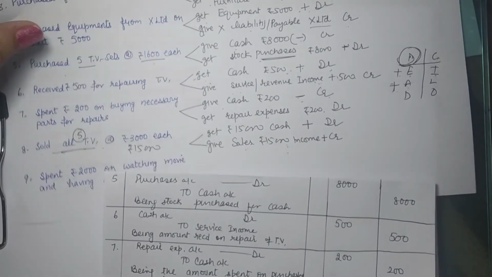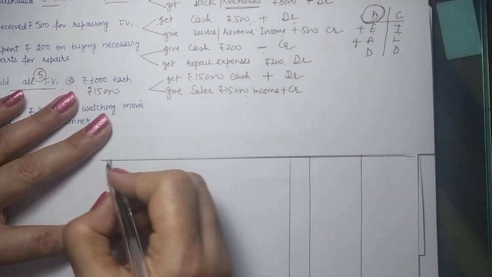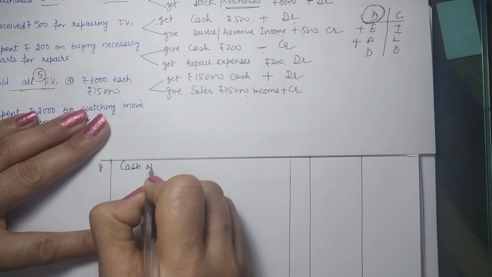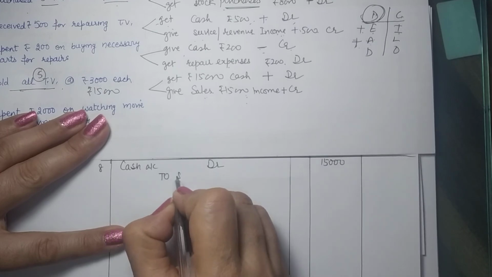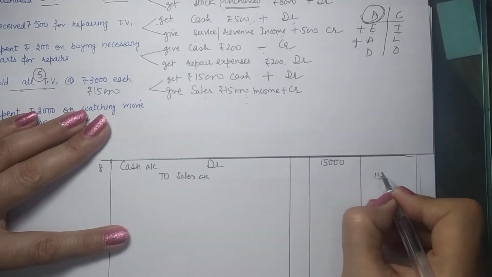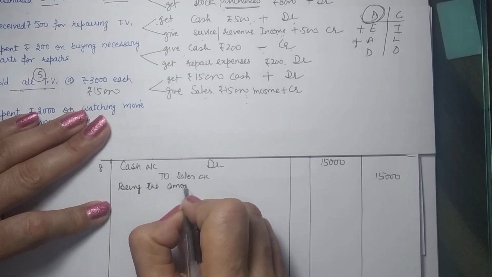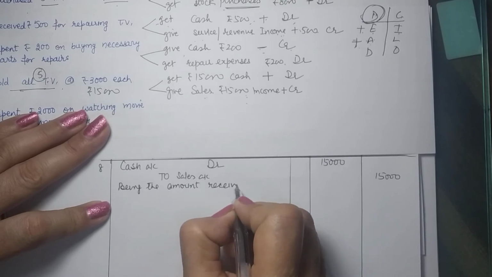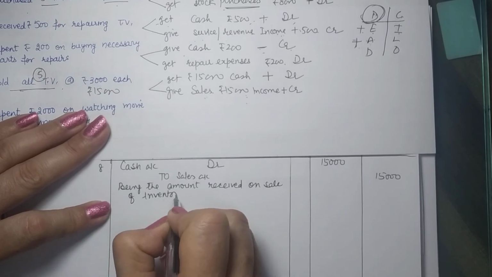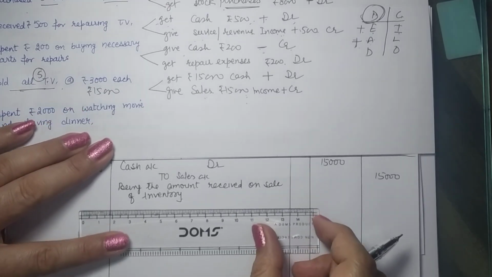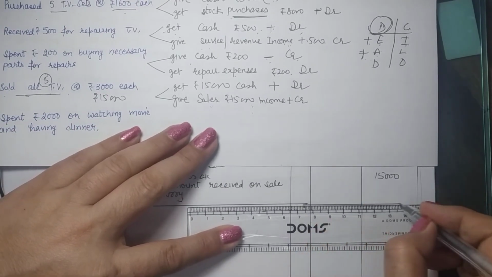So what is your journal entry here? First record the debits. So cash account debit 15,000 to sales account 15,000, being the amount received on sale of inventory. The goods in which we deal are called stock or inventory. So this is the sale. So this is how we pass entries, right?